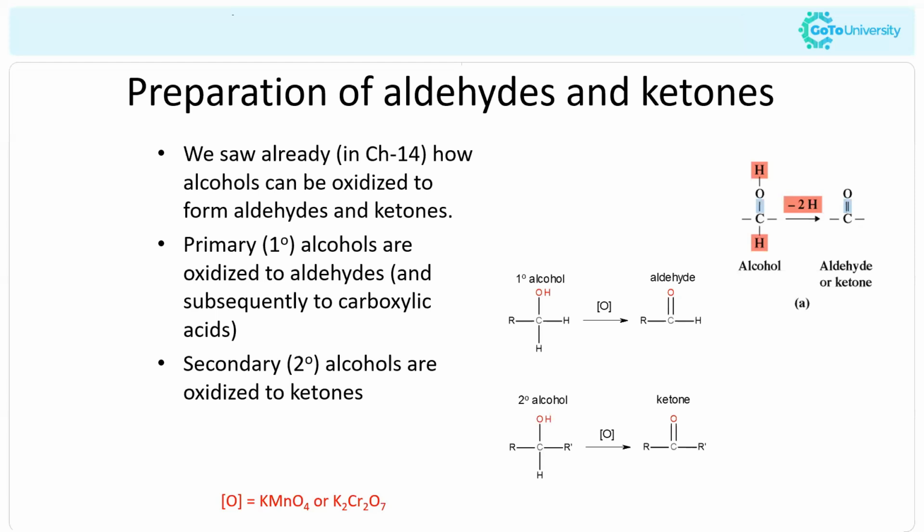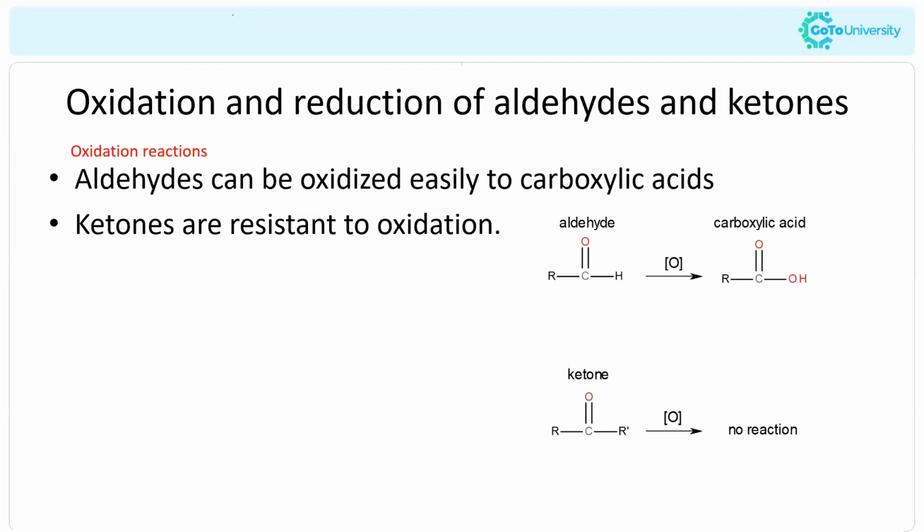Next we are moving to the preparation of aldehydes and ketones. We already discussed the preparation from primary and secondary alcohols. Primary alcohols on oxidation produce aldehydes, and secondary alcohols produce ketones. Here we are using oxidizing agents such as potassium permanganate or potassium dichromate. Ketones do not undergo further oxidation, but aldehydes produced from primary alcohols can undergo further oxidation and produce carboxylic acids.